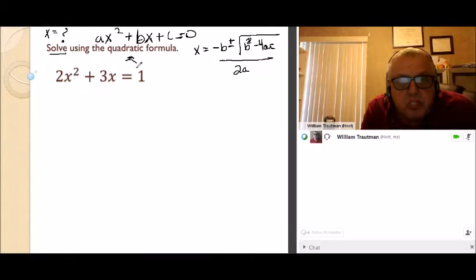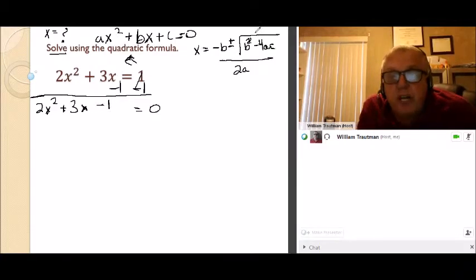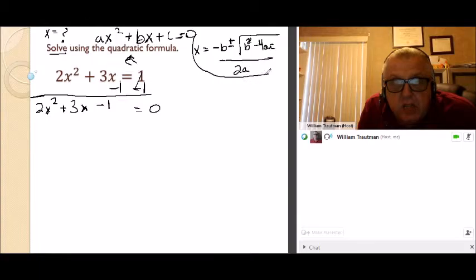So it's a plus 1. You subtract 1 from both sides, and over here we get 0. On the left we get 2x squared plus 3x minus 1 equals 0. Now we're ready for the quadratic formula. This is our quadratic equation, and this is the formula.